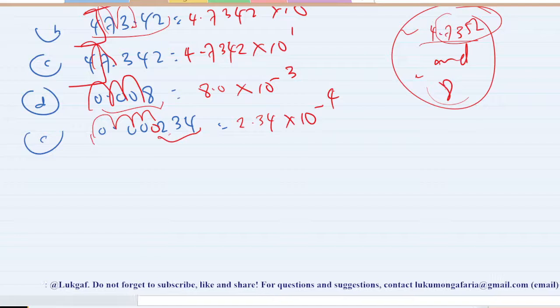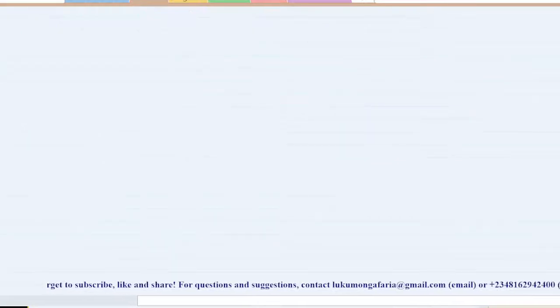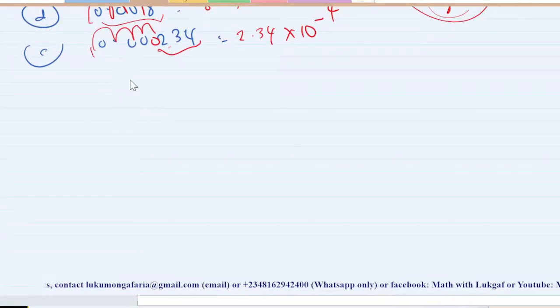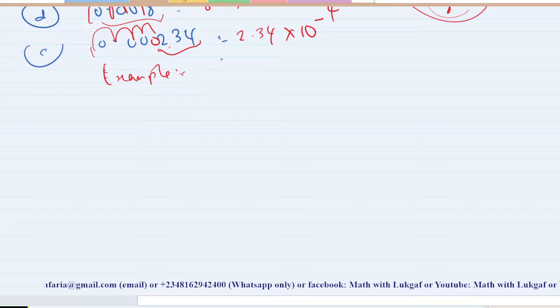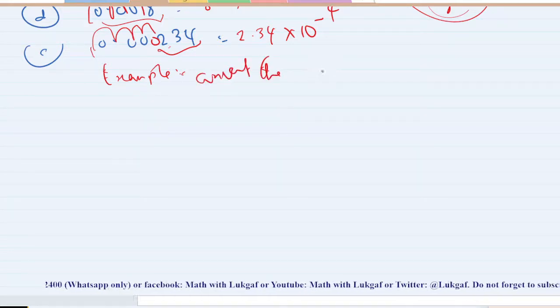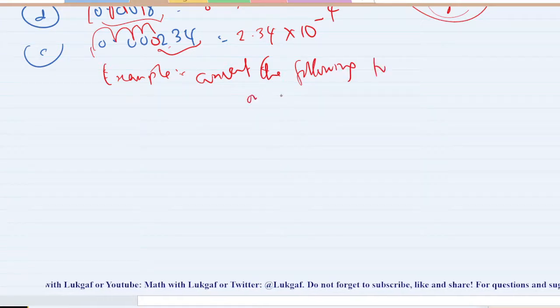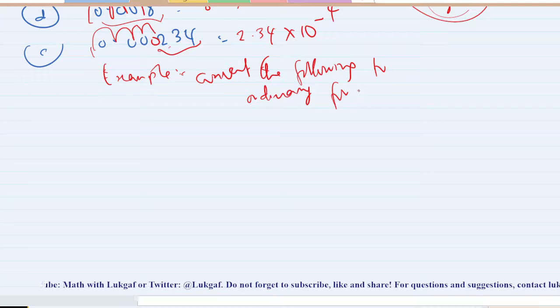How do you now convert the number back to ordinary form? For example, convert the following number to ordinary form.